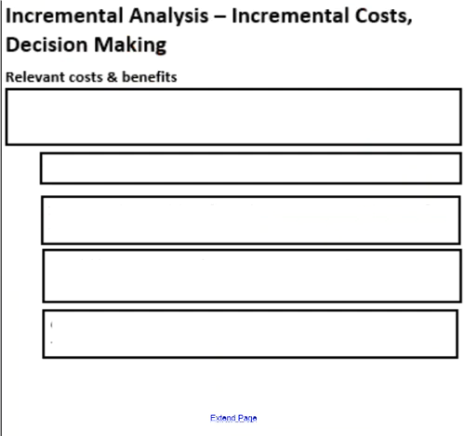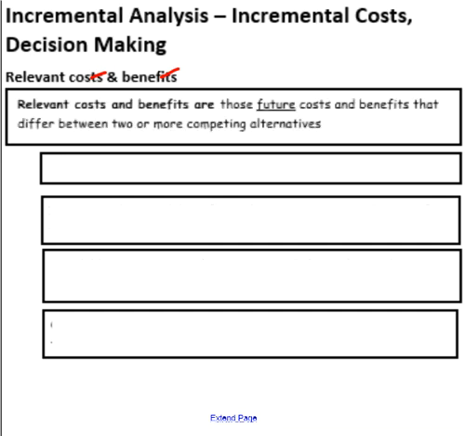Now, when we're talking about incremental analysis, the first thing we have to understand is what is a relevant cost and what is a relevant benefit. What we're going to do here is go over these definitions. First of all, relevant costs and benefits are those future costs and benefits that differ, again, very important, that differ between two or more competing alternatives.